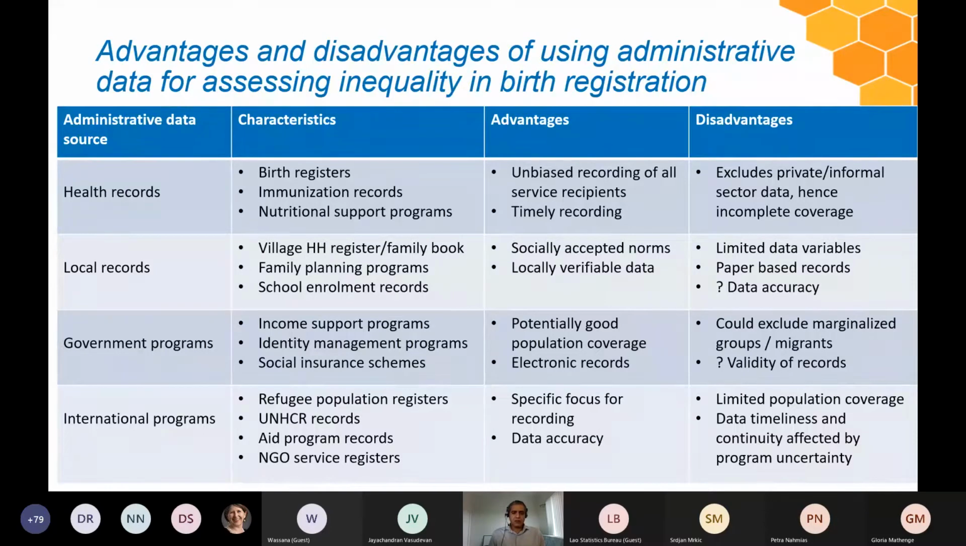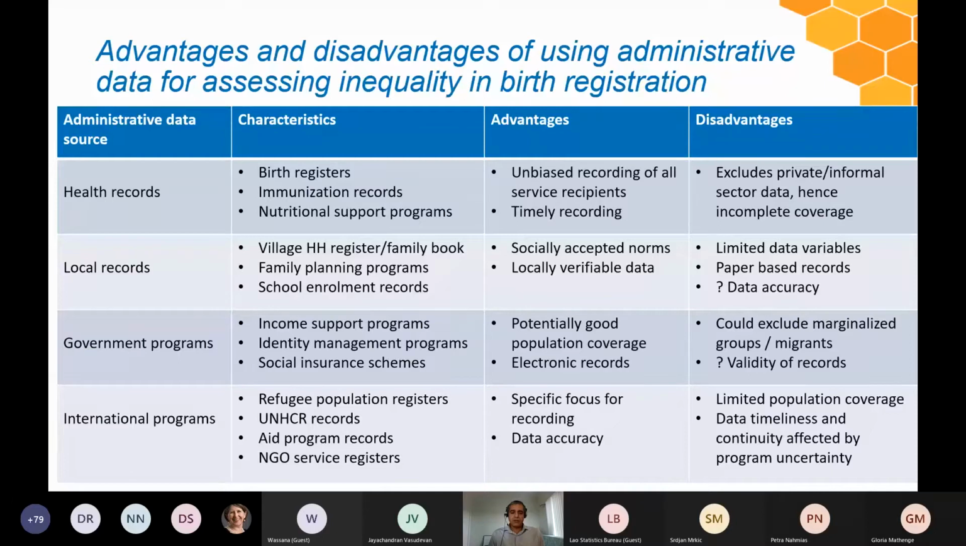A third source are the government programs for income support or identity management. They potentially have good population coverage and sometimes are available electronically, which makes it easier for the analysis, but they could exclude marginalized groups or migrants. And there could be sometimes questionable validity of the records because of poor updating of the record-keeping practices. The fourth source are international program data, which maintain registers on refugees.